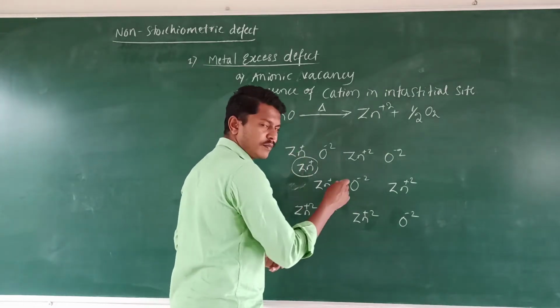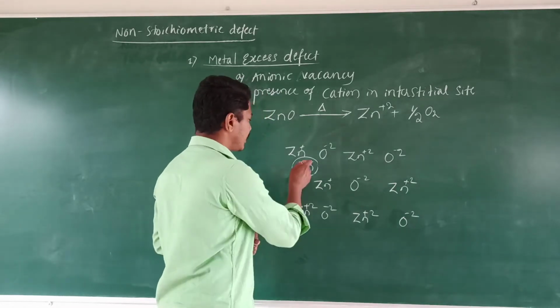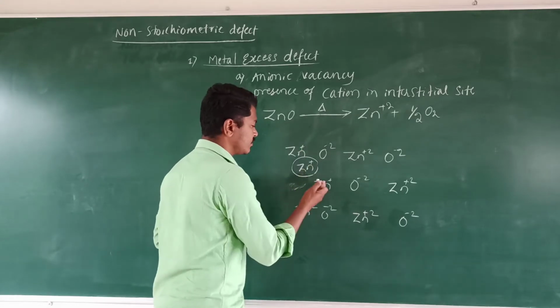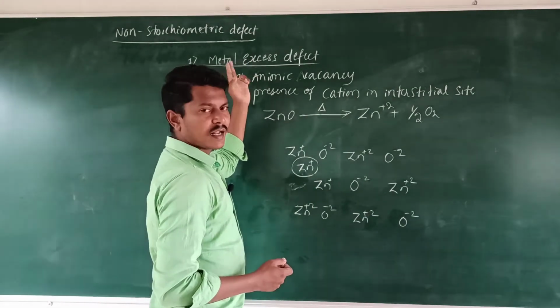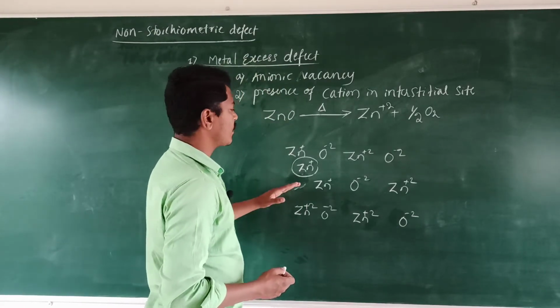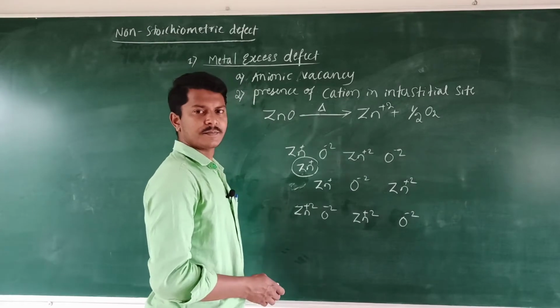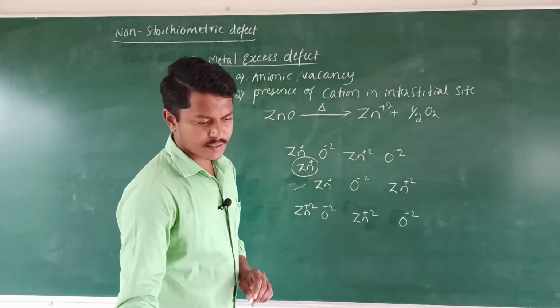See here, most cations are smaller in size than the anions. That cation occupies the interstitial site and makes the cations more. That's why it is metal excess. That's why this type of defect is called metal excess defect. Okay, got it?